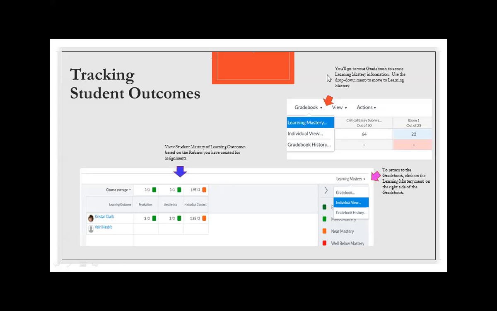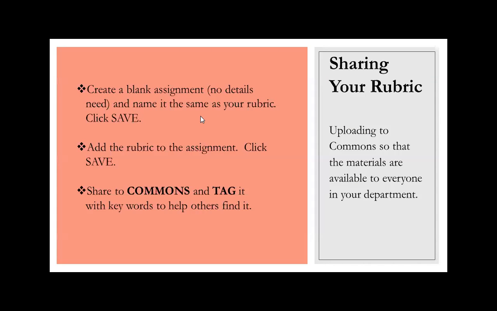So this is what we were looking at in terms of viewing the student mastery, and then also how to move from the grade book to learning mastery. So sharing your rubric, once you've done all this work, you need to share your rubric out to Canvas Commons so that others in your department can grab the rubric and just import it into their class.